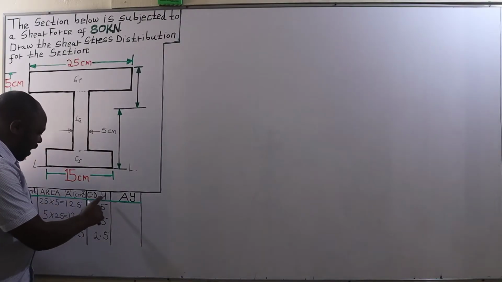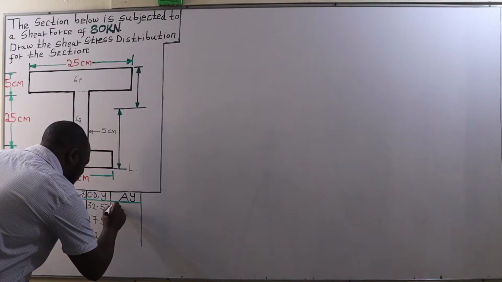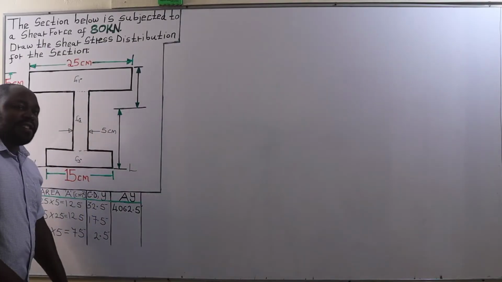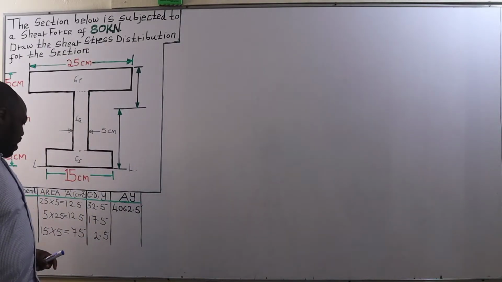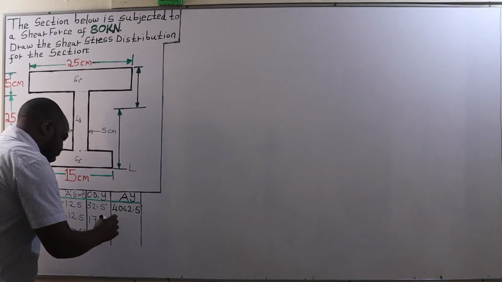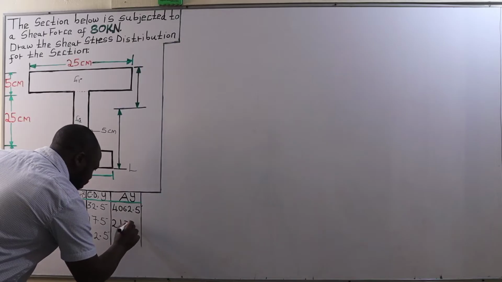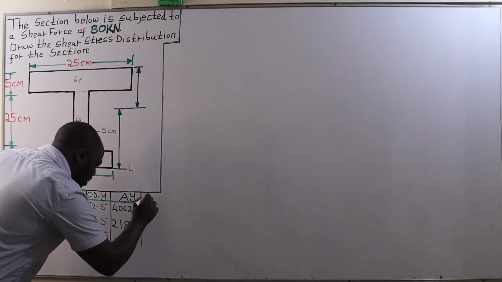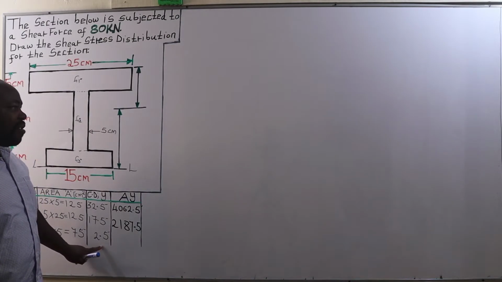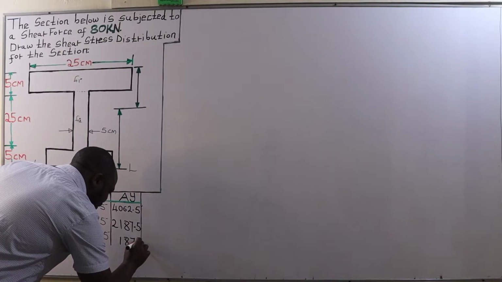Then from there, we multiply area times y. 125 times 32.5 is 4062.5 centimeters cubed. 125 times 17.5 is 2187.5 centimeters cubed. And 75 times 2.5 is 187.5.